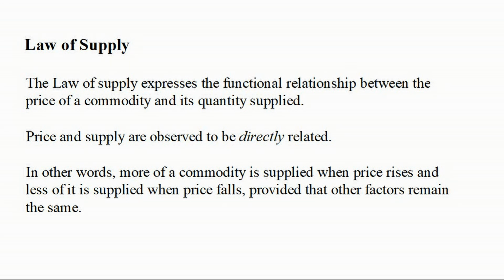There are a number of factors that affect the amount of commodity which is supplied by the firm, but all those factors will remain constant and there will be a direct relationship between price and quantity supplied. The higher the price, the higher will be the amount of commodity which is supplied, and the lower the price, the lower will be the amount of commodity which is supplied. This is a direct relationship in the case of the law of supply.